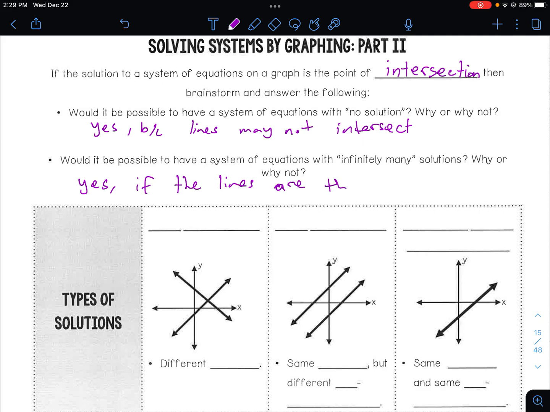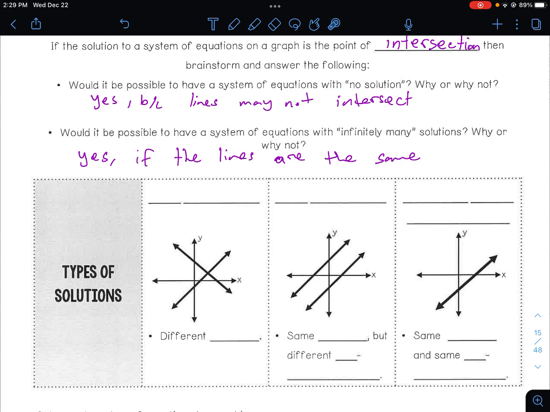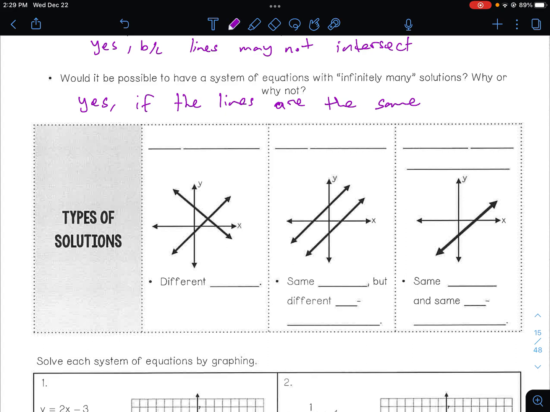And if the lines are the same, it's like they're on top of each other, which means if a solution to one graph is the line and the solution to another graph is the same line, then that means they share the same solutions, all of them. Infinitely many solutions.